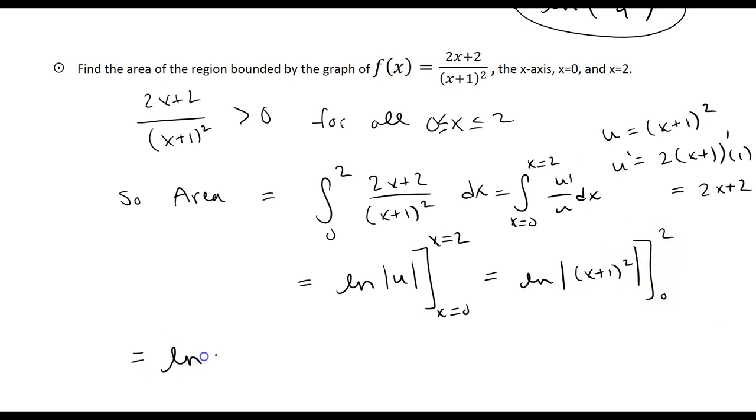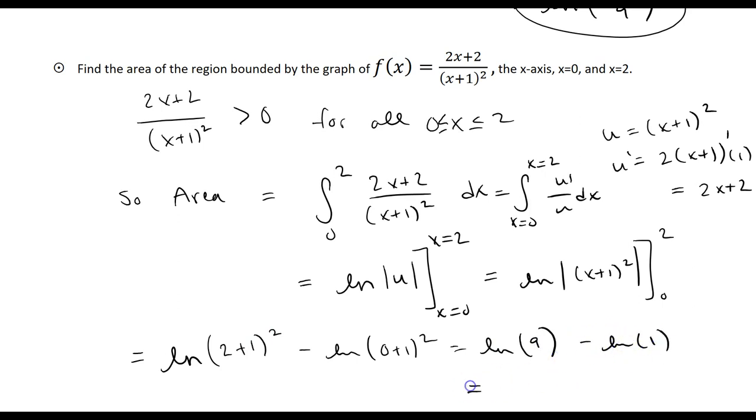So this will be the natural log of the absolute, and this is squared, so you don't even really need the absolute value anymore. This will be 2 plus 1 squared minus the natural log of 0 plus 1 squared, which is the natural log of 3 squared is 9 minus the natural log of 1, and that is just the natural log of 9 because the natural log of 1 is 0.